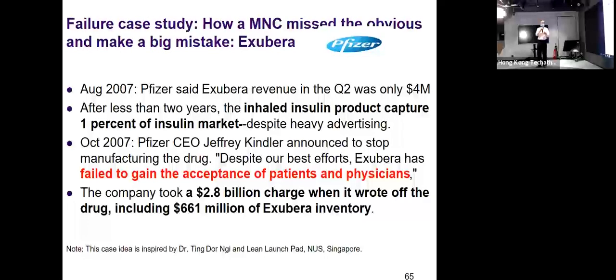So in October 2007, the CEO said that because it failed to gain the acceptance of patients and physicians, they discontinued and stopped selling the drug and wrote off $2.8 billion. Just imagine how many zeros in $2.8 billion, including $661 million of stock.